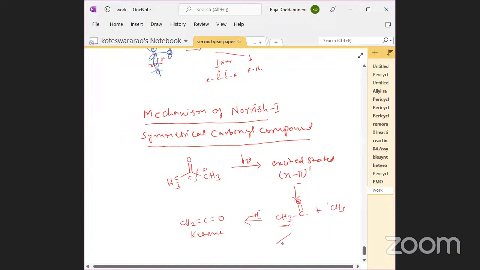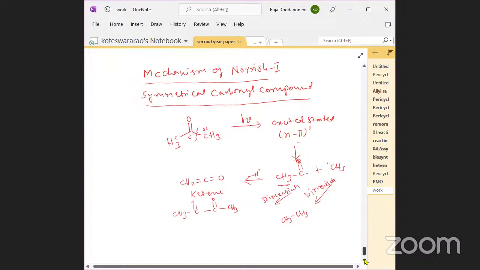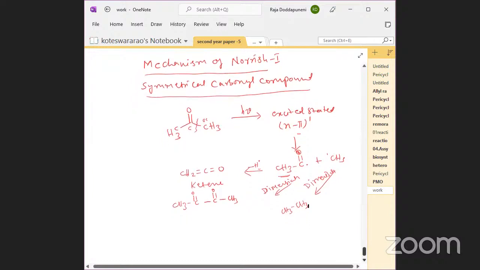And the second pathway is dimerization. Here the dimerization may take place by the methyl radical or the carbonyl radical. Therefore, two kinds of products are generated. If you take the first dimerization between the carbonyl radicals, then diacetyl is generated, that is the diketone. This is the dimerization. And another dimerization between the two methyl radicals leads to formation of ethane as the product. Now this is the mechanism that takes place when a symmetrical carbonyl is participating in the Norrish type 1 reaction.